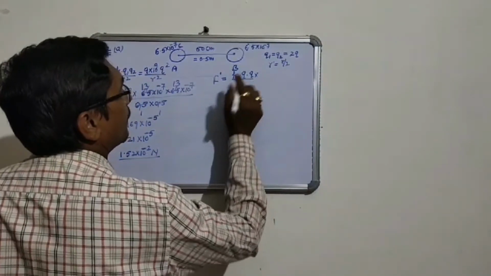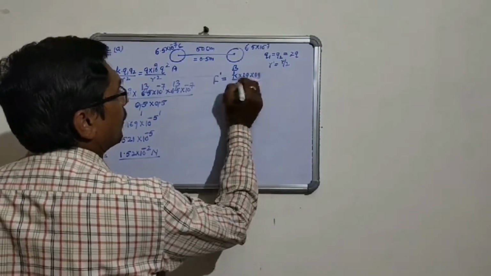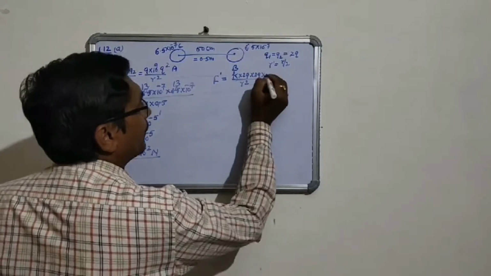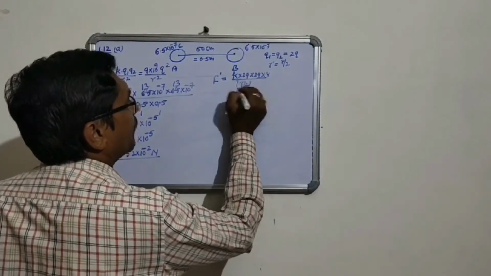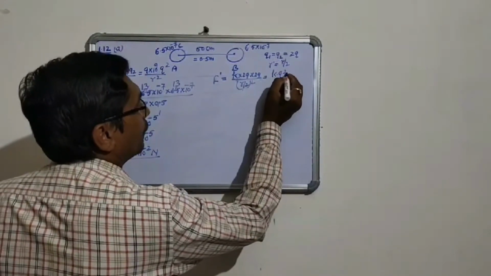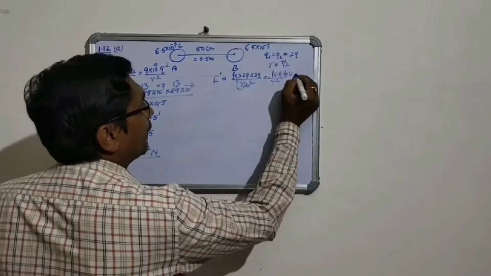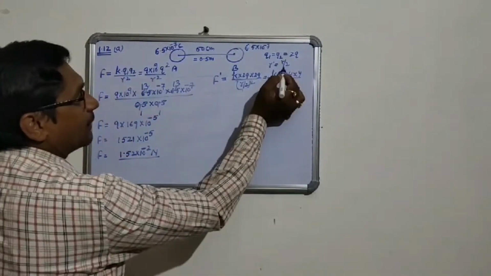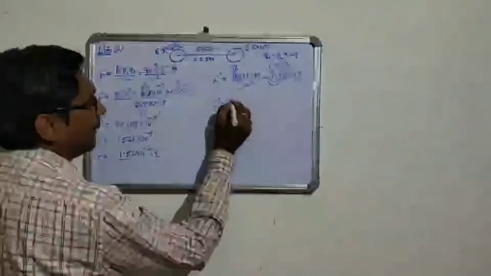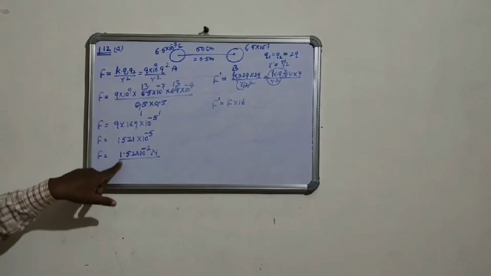So 2Q into 2Q, and the distance is half, so R square upon 2 square, which is 4, or we can write R by 2 whole square. Now the next case we can write K Q square by R square, with 2 to the power 4, and the 4 moves upward. This force is equal to F. So F dash equals to F into 4 into 4, which is 16. This is the force between them.